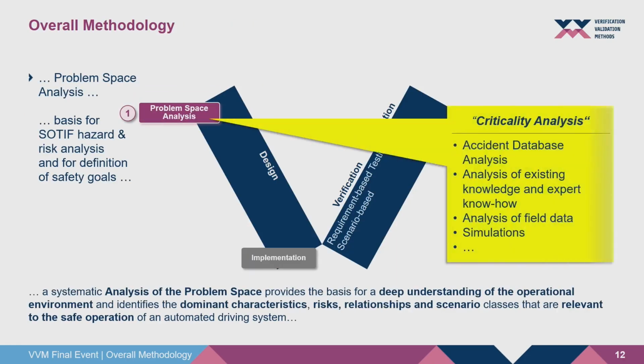So to go a little bit more into the details, you see here the V model. The first step we add is problem space analysis. This is a systematic analysis of the problem space, providing us a deep understanding of the domain and the problems of the automatic driving function that we want to design.